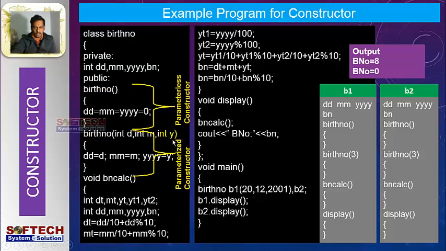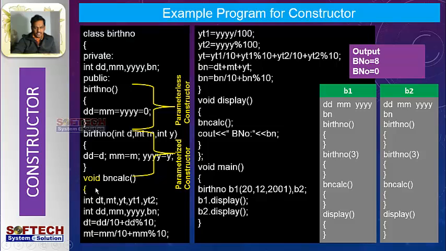The second one is the parameterized or argumented constructor. Birth number, integer d, integer m, integer y. So this is a parameterized constructor. In the zero argument constructor, 0 is assigned to dd, mm, yy. In the birth number constructor, it gets 3 values, and those values are assigned to the respective data members, that is d to dd, m to mm, y to yy.